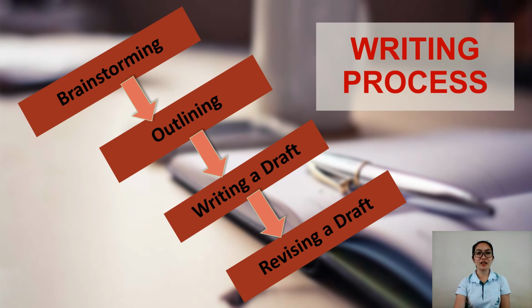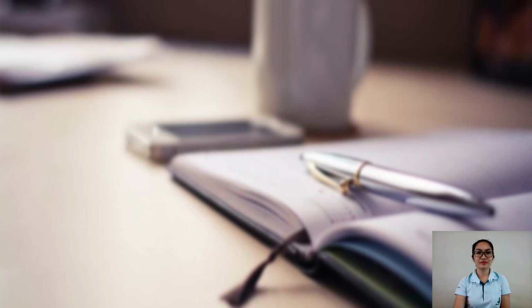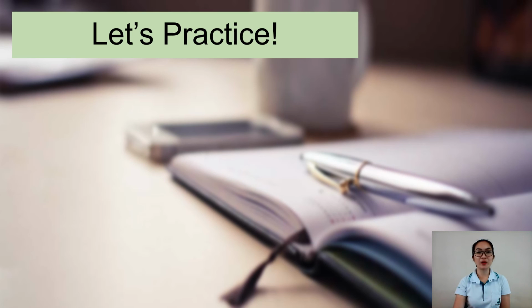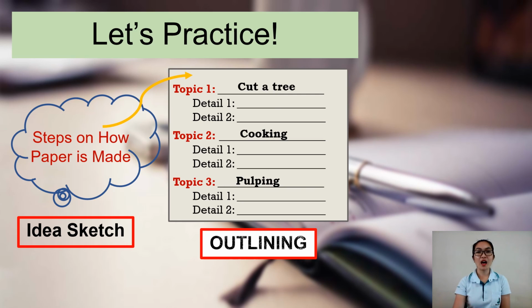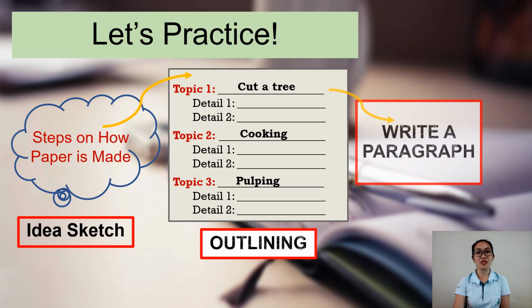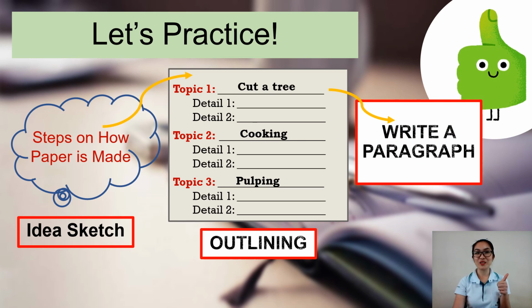After brainstorming and outlining, we are now down to the last part of our discussion, which is writing a draft paragraph. In this part, I want you to practice writing a paragraph on the topic on your own, using the ideas we gathered in the idea sketch, which we have written as topic sentences in this outline. I want you to explain these steps by providing for the details. You may take a look at your notebook or book and use the ideas there in doing this activity. So do well, students!